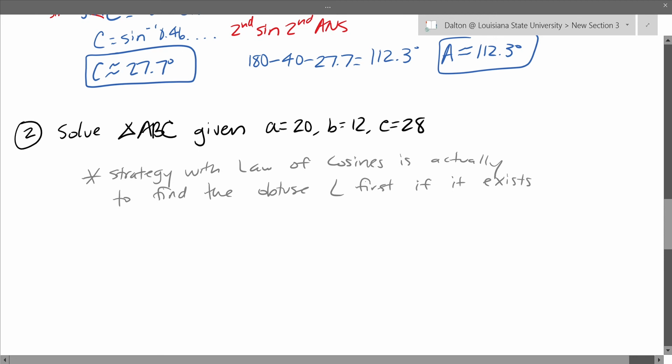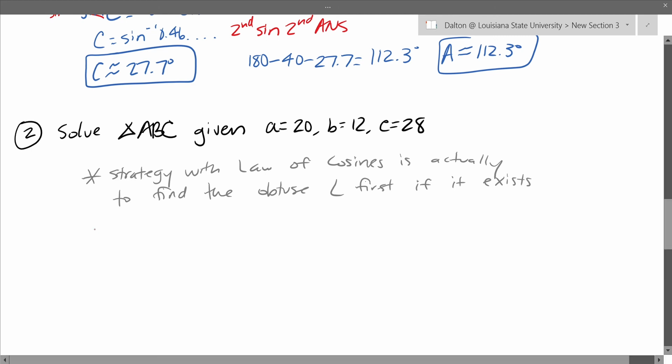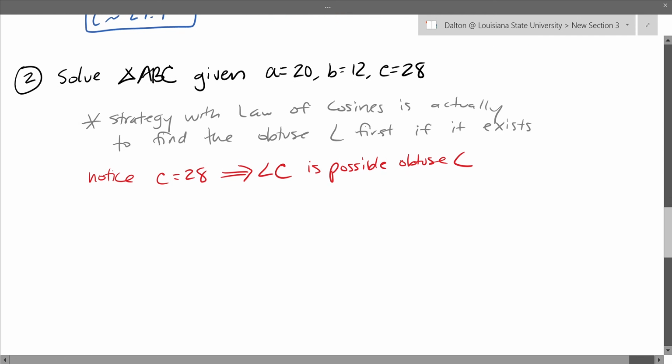So again, think back to your geometry properties. We know that, notice C is equal to 28. That's our biggest side. So if C is equal to 28, that implies that angle C is going to be the possible obtuse angle. So we want to solve for angle C first. So that's going to dictate which law of cosines that we're going to choose.